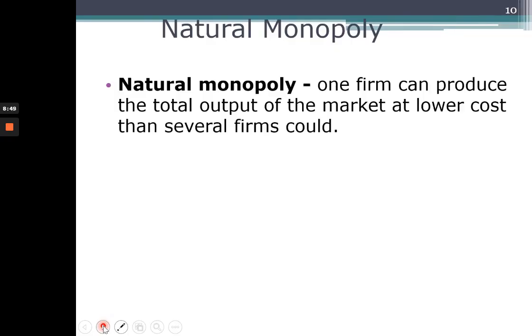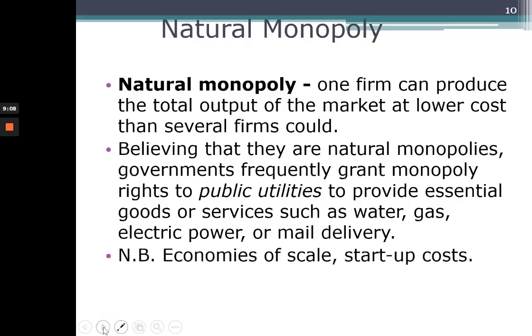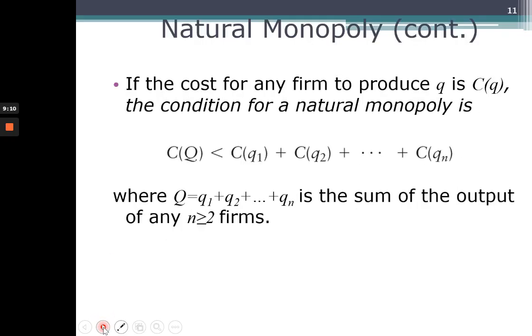Going back to natural monopoly: a firm that can produce the total output of the market at a lower cost than several firms could. This is the reason why they grant monopoly rights in the first place, particularly to public utilities in the generation of electricity, water, mail delivery, etc., due to these economies of scale.